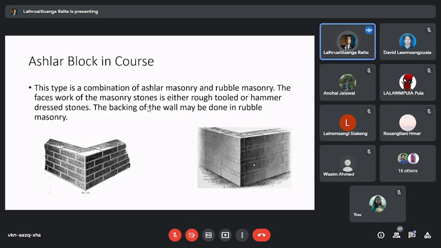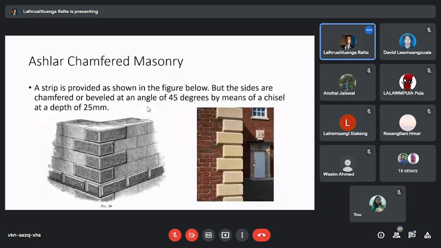The backing of the wall may be done in rubble masonry. So there are going to be two types of masonry in your wall section. So we have an Ashlar chamfer. A strip is provided as shown in the figure below, but the sides are chamfered or beveled at an angle of 45 degrees by means of a chisel at a depth of 25 mm.